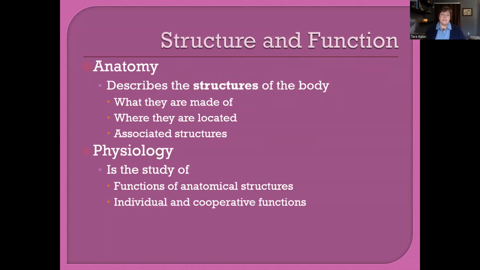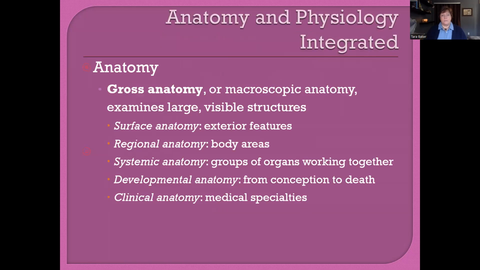Now, anatomy is going to include what things are made of, where they're located, and associated structures. Physiology is going to be function and individual and cooperative function. So how does building bone, that's the skeletal system, how does that interact with your endocrine system, the hormones that allow you to build bone? So that's physiology. For most students, anatomy is pretty easy to memorize. It's a lot to memorize, but physiology is a little bit more difficult because it's on the cellular level and how things are constructed and how things work to function.